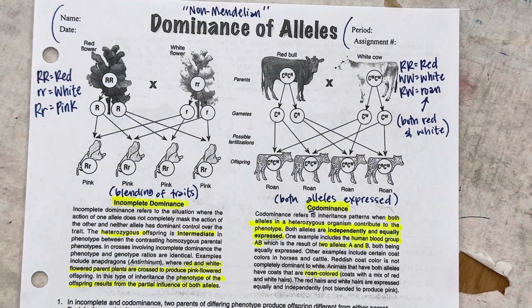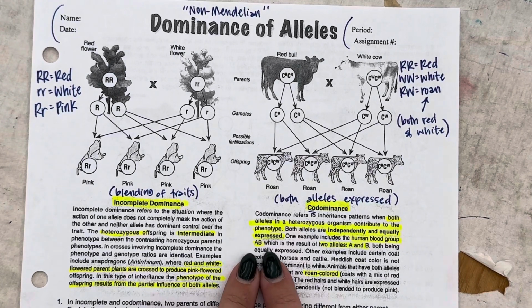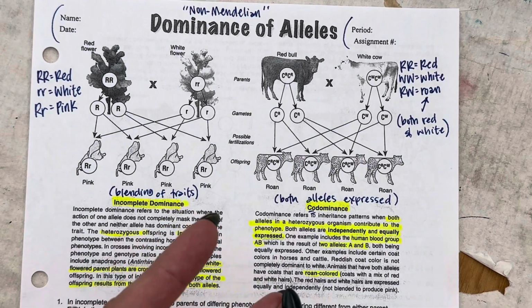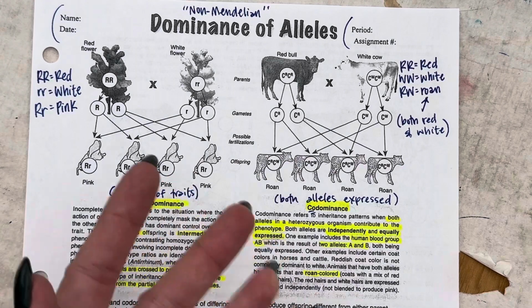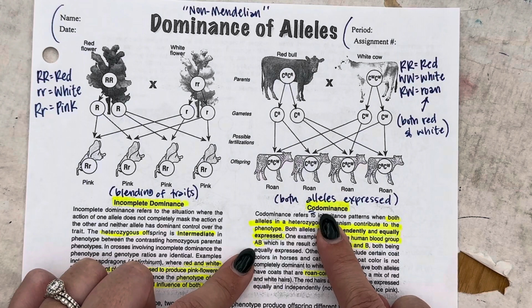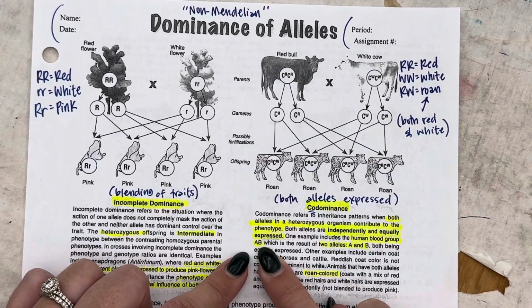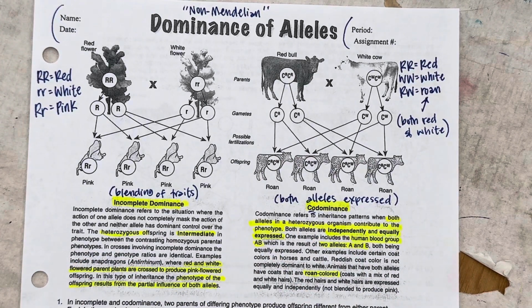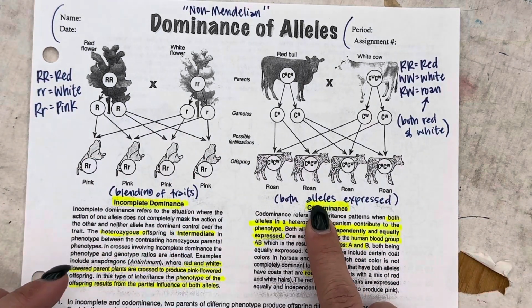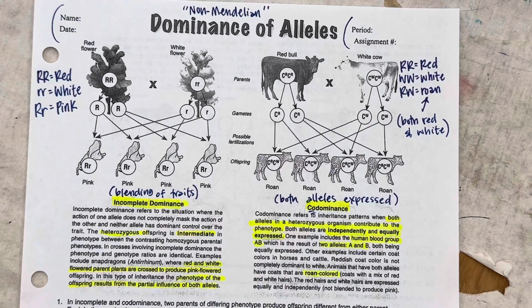And another common example of codominance that we'll come back to is seen in human blood typing. So if you've heard of the different blood types, there's a couple main ones. There's A, there's B, there's AB, and there's O. And when we have AB blood type, that's an example of codominance because we have both A and B antigens on the surface of those red blood cells. So we would say that that's an example of codominance because both alleles are contributing to that phenotype.